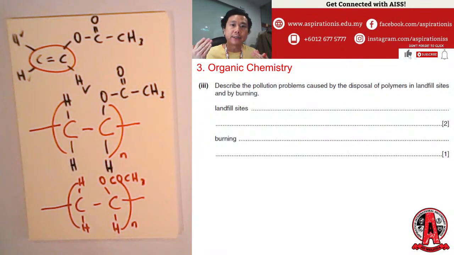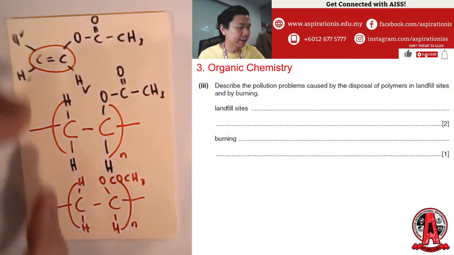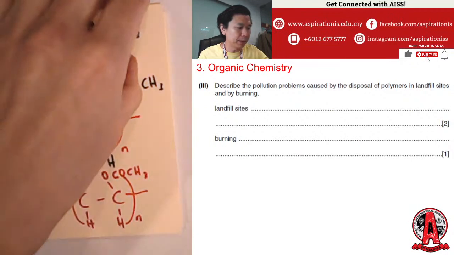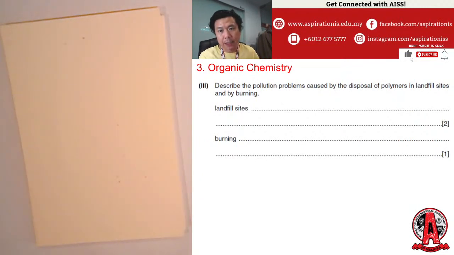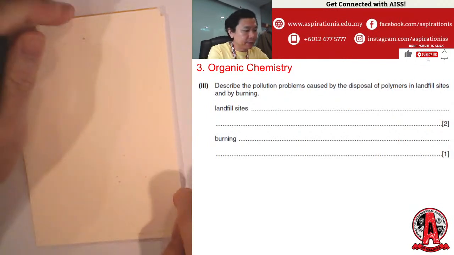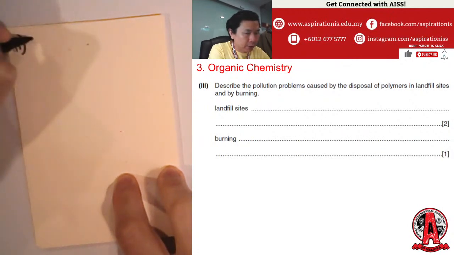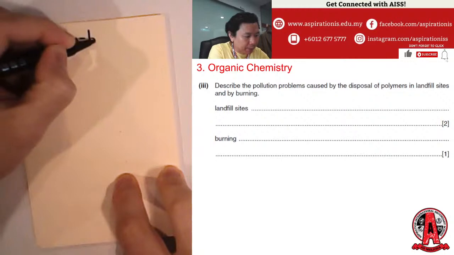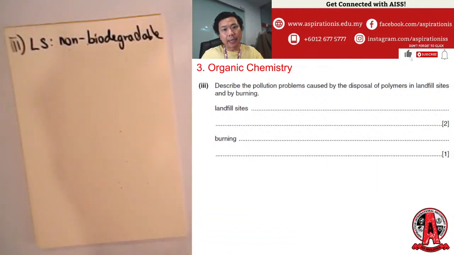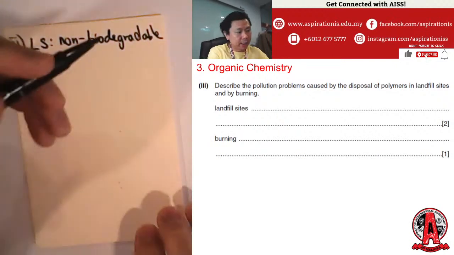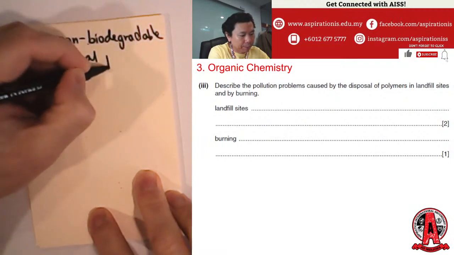Okay, now this is environmental chemistry. Polymers are like plastics, right? So what is the environmental cost to our planet? Remember, describe the pollution problems caused by the disposal of polymers in landfill sites. For landfill sites, you say they are non-biodegradable. The fact that they are non-biodegradable means that it's not going to go away. So the landfill sites are going to increase in size, and they are therefore going to cause visual pollution.